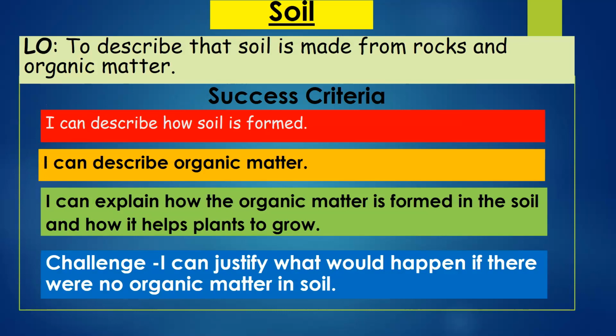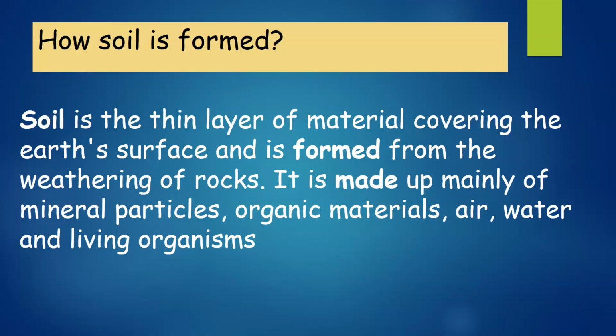Our learning objective: to describe that soil is made from rocks and organic matter. Success criteria: I can describe how soil is formed. I can describe organic matter. I can explain how the organic matter is formed in the soil and how it helps plants to grow. And I can justify what would happen if there were no organic matter in soil.